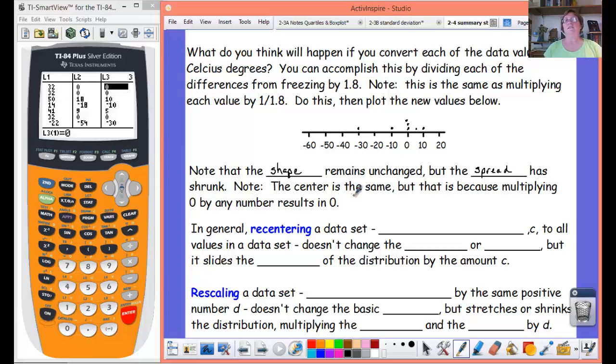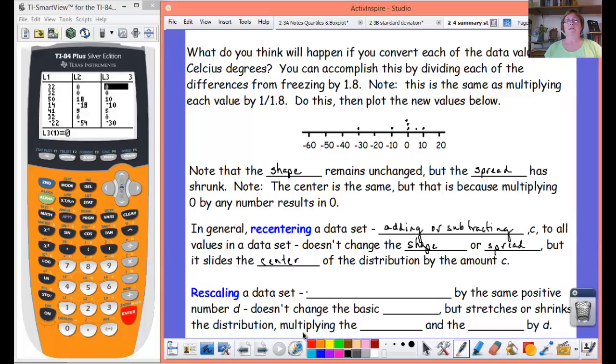You notice that the center is the same here, but that's because multiplying by 0 results in 0. So if we had a data distribution that was not centered at 0, that also would have changed a little bit. In general, folks, recentering a data set, that is adding or subtracting a constant C to all the values, doesn't change the shape or spread, but it does slide the center, hence the name recentering.